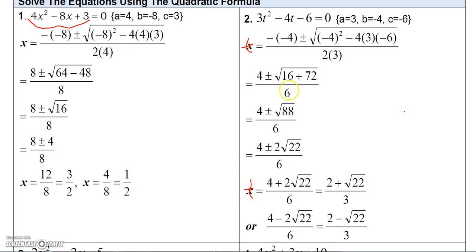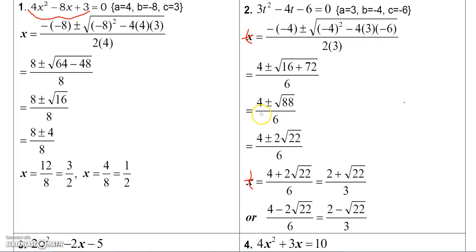Now be very careful, because I had to correct this when I had written 98 down here, and I guess I can't add sometimes, so I had to go back and fix it. But 16 plus 72 is 88, and so I end up with 4 plus or minus the square root of 88 all over 6, because remember the 6 came from the 2 times 3.